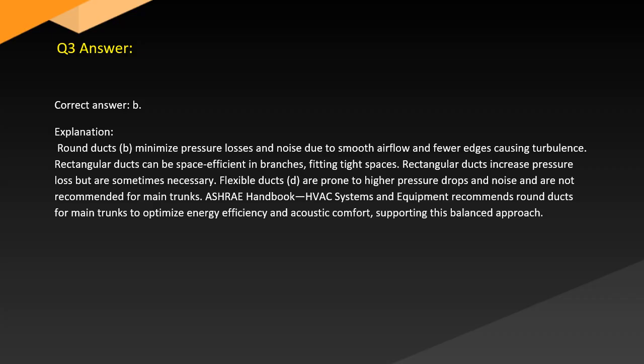Flexible ducts, D, are prone to higher pressure drops and noise and are not recommended for main trunks. The ASHRAE Handbook, HVAC Systems and Equipment, recommends round ducts for main trunks to optimize energy efficiency and acoustic comfort, supporting this balanced approach.